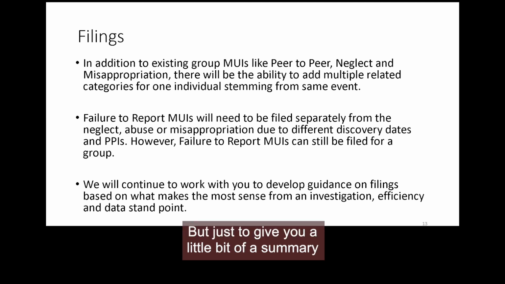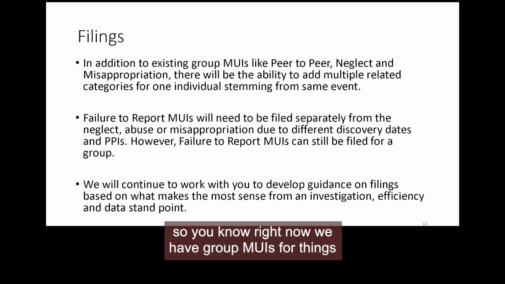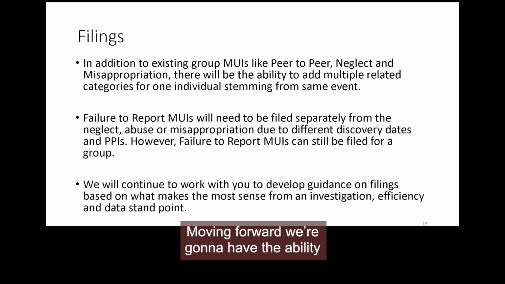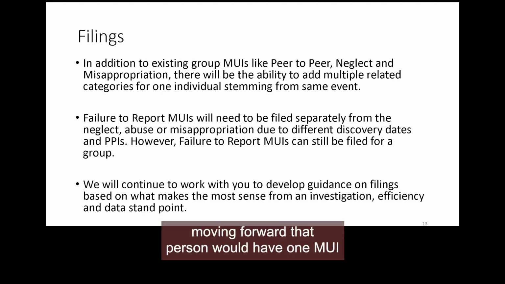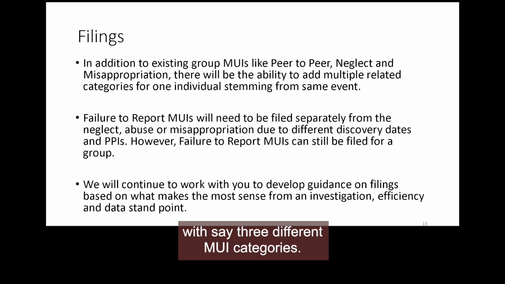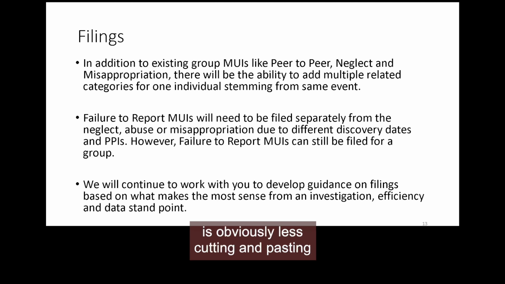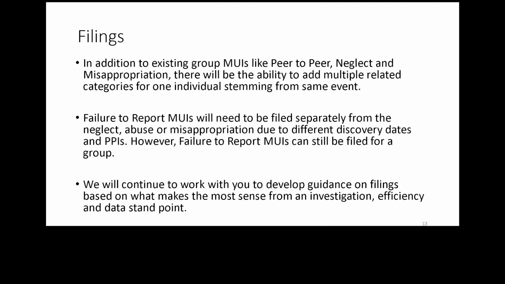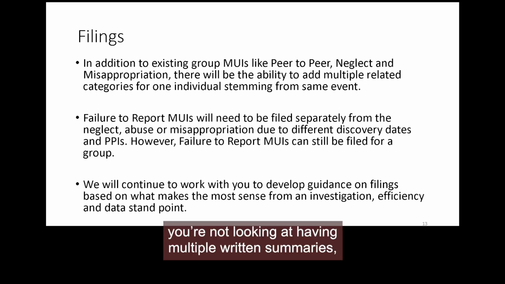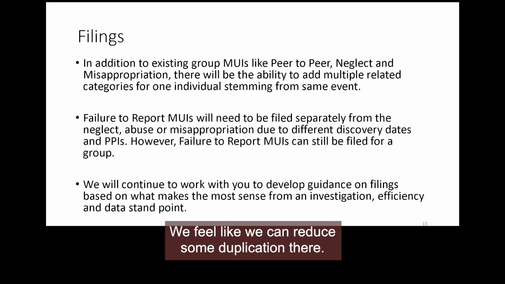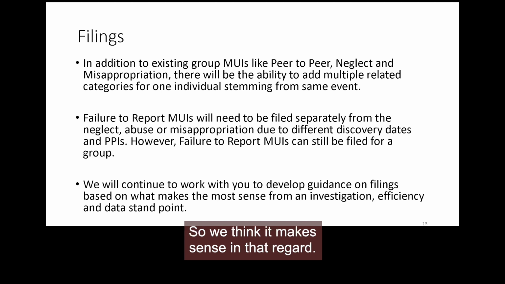But just to give you a little bit of a summary of what we're looking at, so you know right now we have group MUIs for things like peer-to-peer, neglect, misappropriation. Moving forward, we're going to have the ability, if one individual has multiple MUI categories kind of stemming from the same event, moving forward, that person would have one MUI with, say, 3 different MUI categories. Where we feel that creates some efficiencies is obviously less cutting and pasting from the county board or the COG person. You're not looking at having multiple written summaries, possibly different investigation files. We feel like we can reduce some duplication there. So we think it makes sense in that regard.